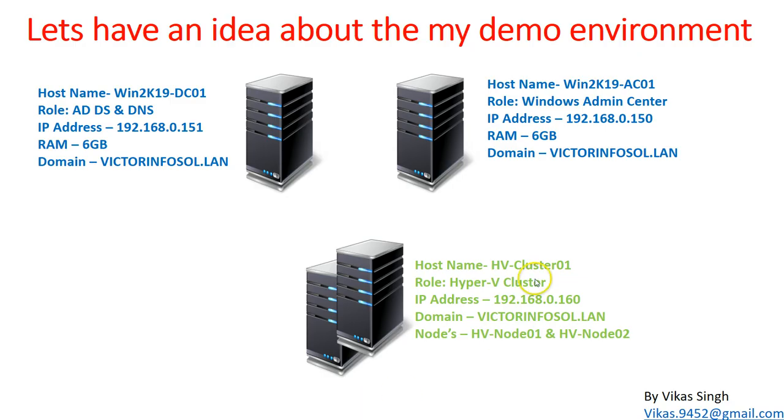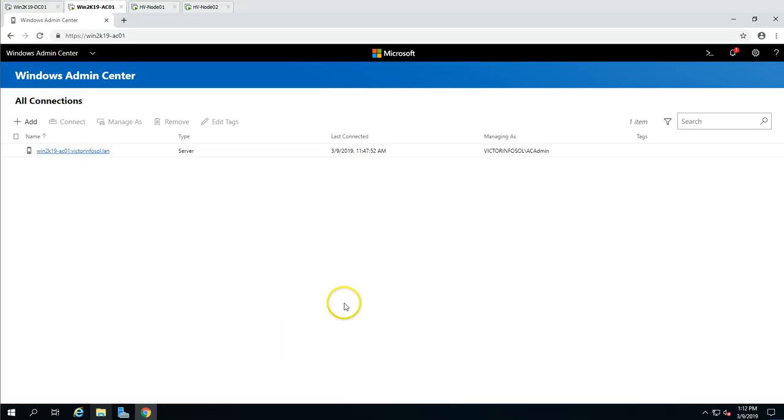So the next thing which we have is our failover cluster. I have a 2-node failover cluster for Hyper-V, and you can see the cluster name is HV-cluster01, and the role of this cluster is Hyper-V cluster, and you can see the IP address of the cluster is 192.168.0.160, and the cluster is created under victorinfosol.lan. And I have 2 nodes in this cluster, which are HV-node01 and HV-node02. So let's check this cluster.